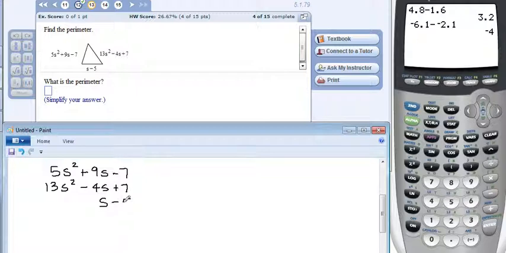Okay? I hate s's. They look like 5s. That's an s. If you want to switch them to x's, you can, and then make sure you switch them back to s's in here.